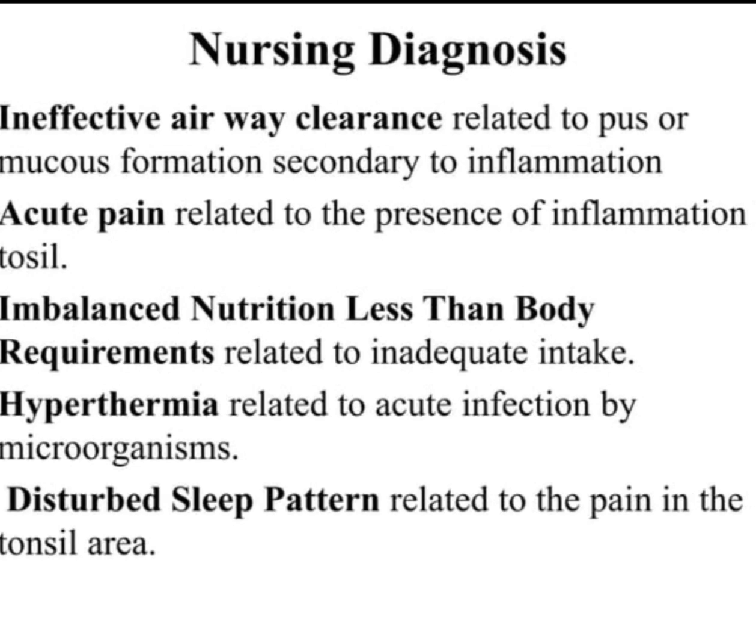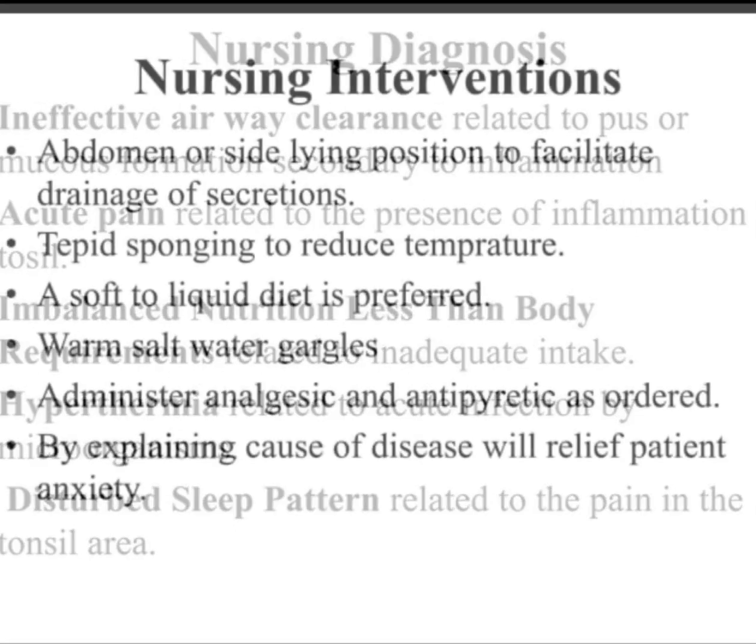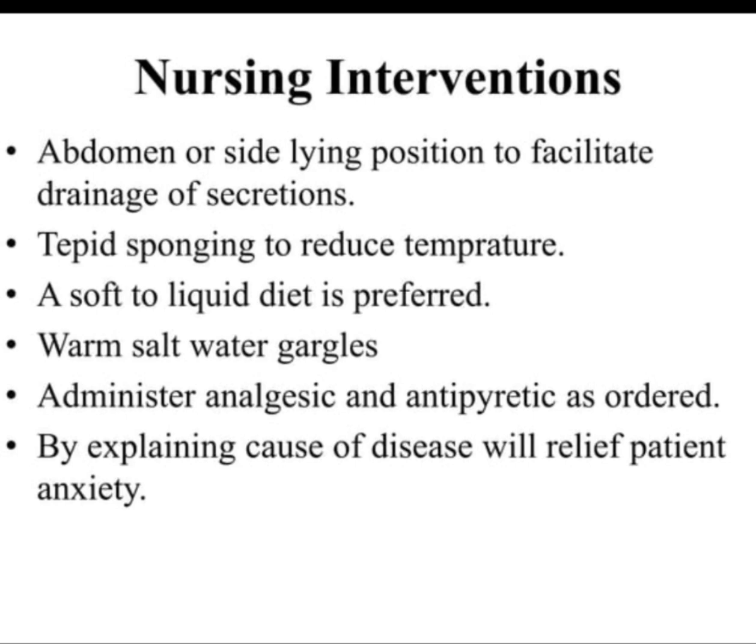Nursing diagnosis. Ineffective airway clearance related to pus; acute pain related to the presence of inflammation of the tonsils; imbalanced nutrition less than body requirements related to inadequate intake; hyperthermia related to acute infection by microorganisms or foreign bodies; disturbed sleep pattern related to the pain in the tonsil area. These are the common nursing diagnoses for tonsillitis.